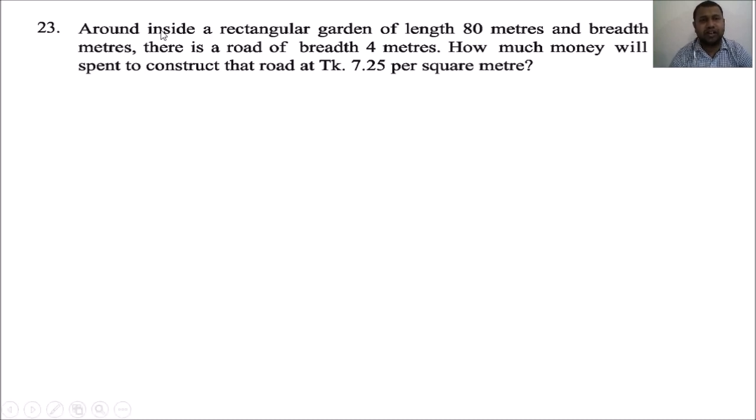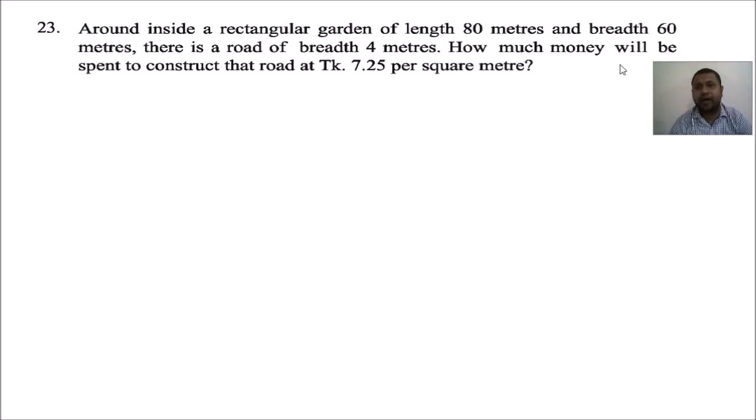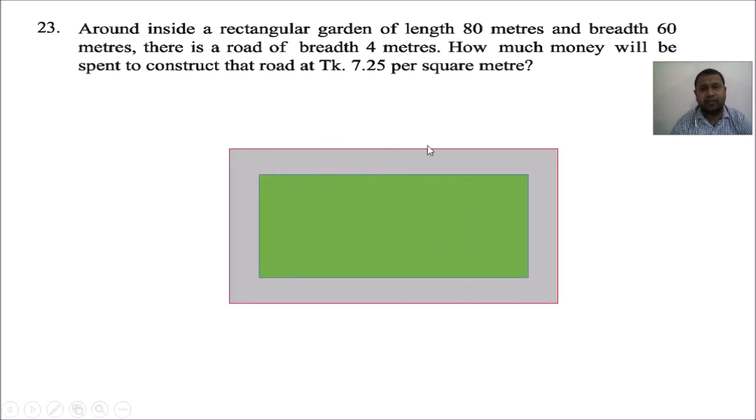So here is the question: around inside a rectangular garden of length 80 meters and breadth 60 meters, there is a road of breadth 4 meters. How much money will be spent to construct that road at Taka 7.25 per square meter? So look at the question again. Here is the diagram.